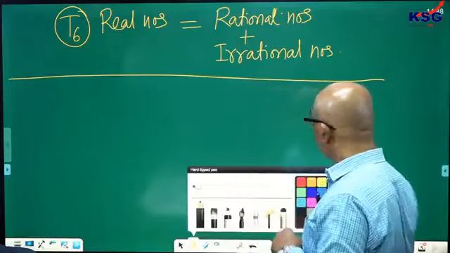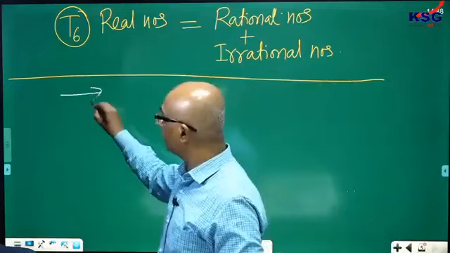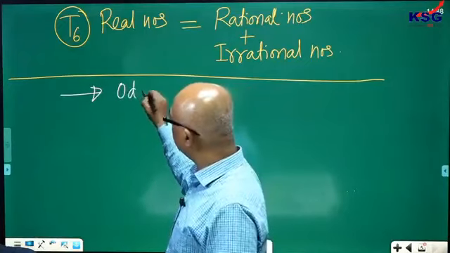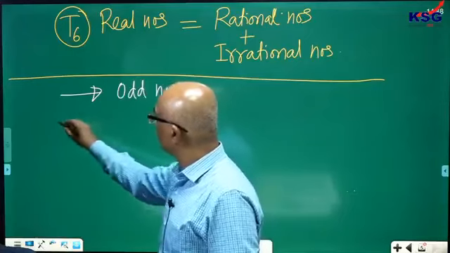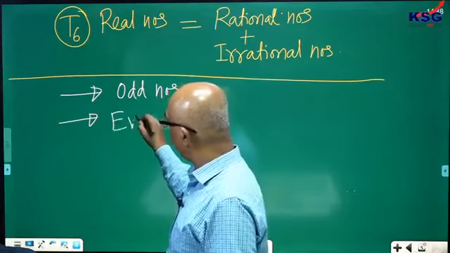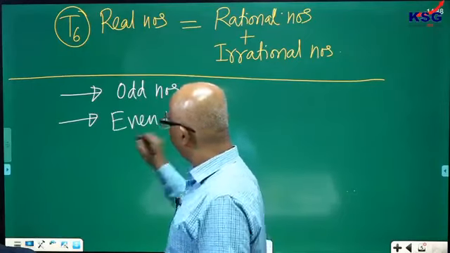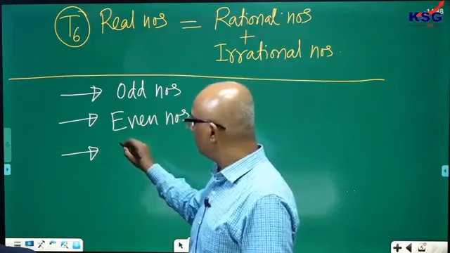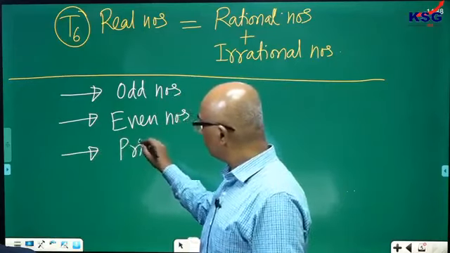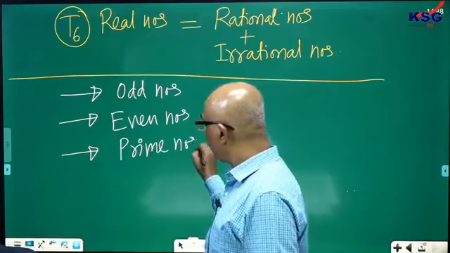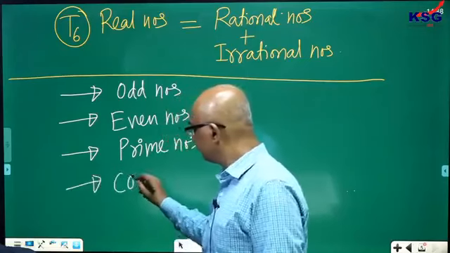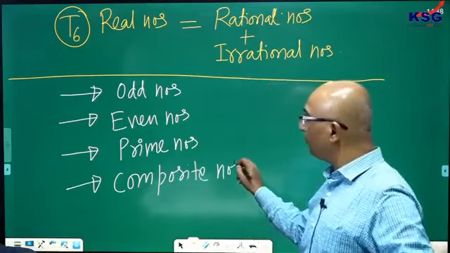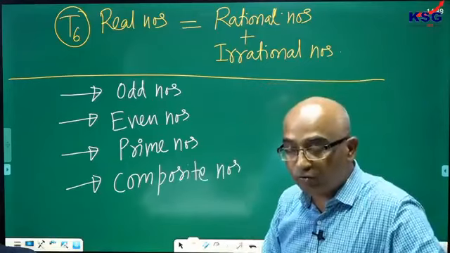Now see some additional types of numbers, additional types of natural numbers. Like odd numbers, even numbers, prime numbers, composite numbers. Some additional types of numbers which are part of natural numbers only.